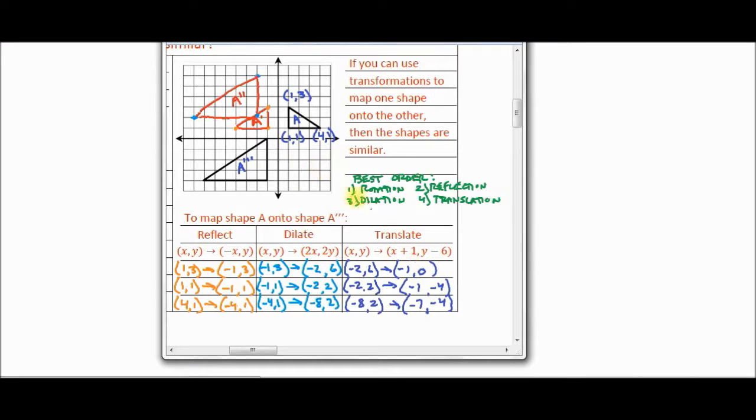Let's go ahead and check our points now. Negative 1, 0, that's exactly where we want to be. Negative 1, negative 4, it's exactly where we want to be. And negative 7, negative 4 is right here. It's exactly where we want to be. These 3 transformations will get us from our original shape A to our copy A triple prime. And because we can use these different transformations to get from shape A to shape A triple prime, therefore we have proved that these 2 triangles are similar to each other.